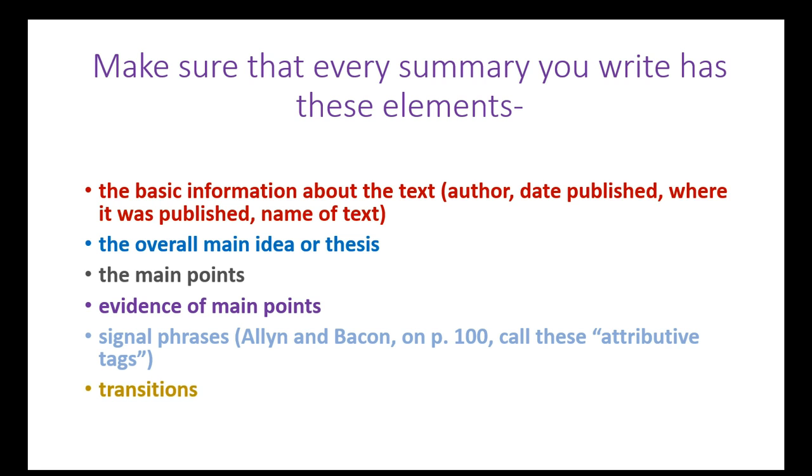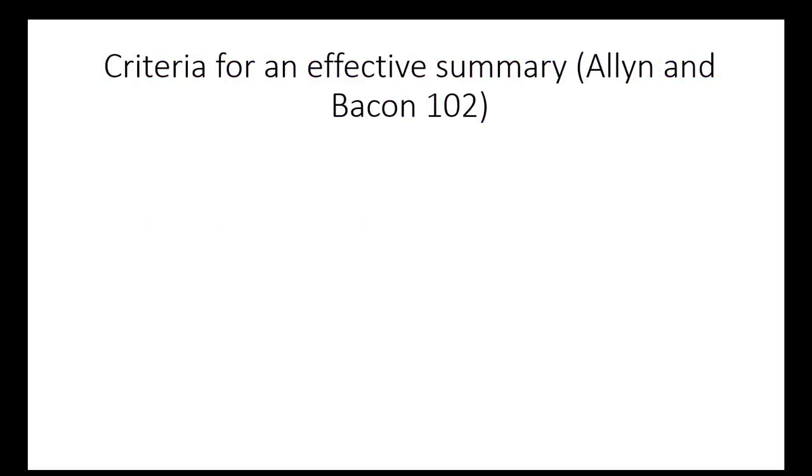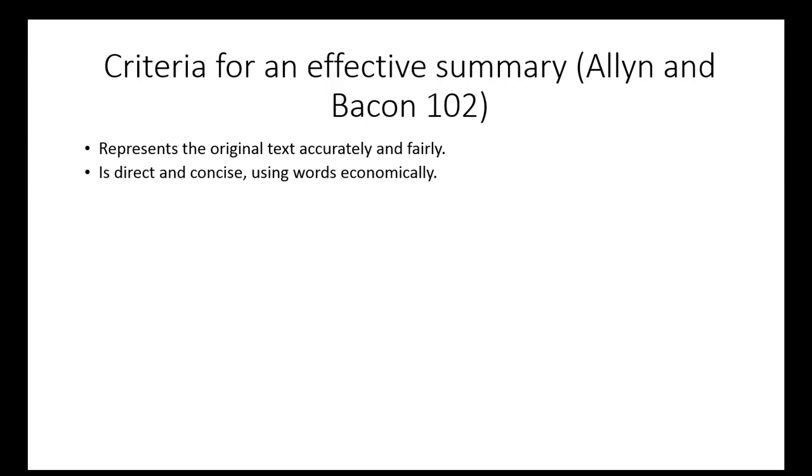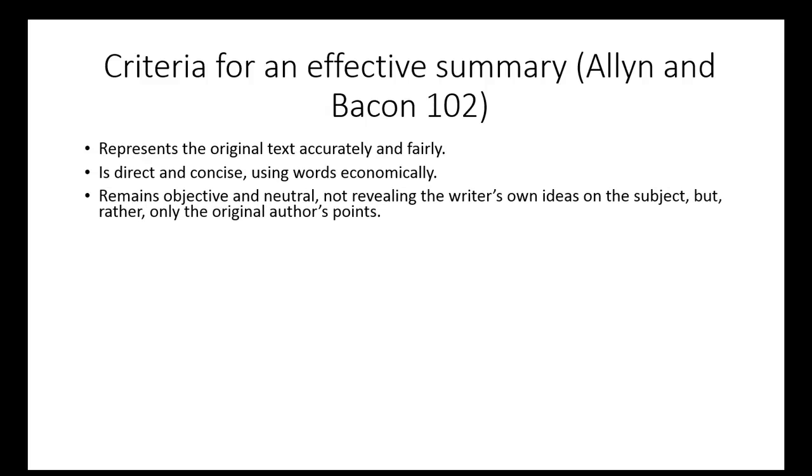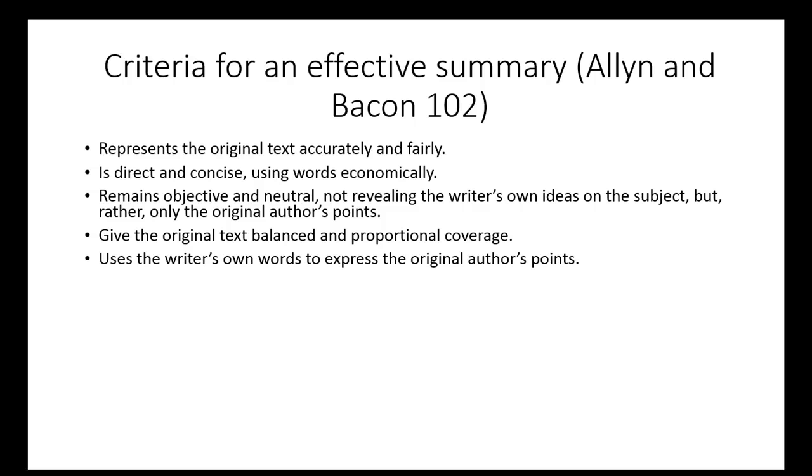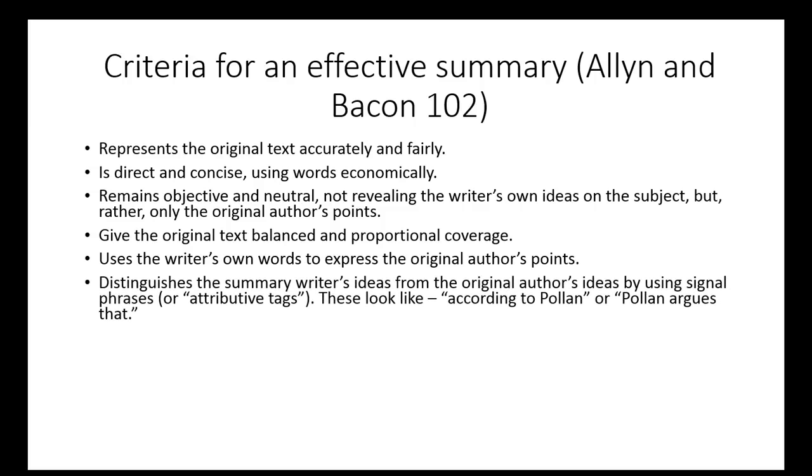Okay. And one last way to check up is to use the criteria for an effective summary from Allyn and Bacon on page 102. Does it represent the original text fairly? Is it concise and direct? Is it objective? Don't reveal your ideas on the subject, just the author's. Is it balanced and proportional? Does it use the writer's own words? You got to use your own words in a summary, not the author's words.